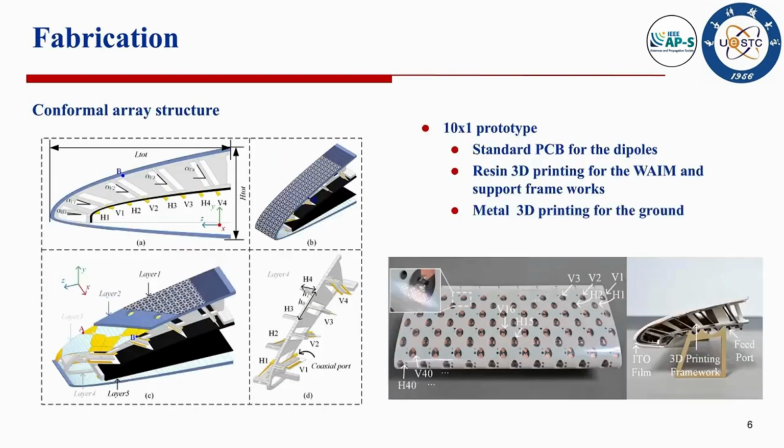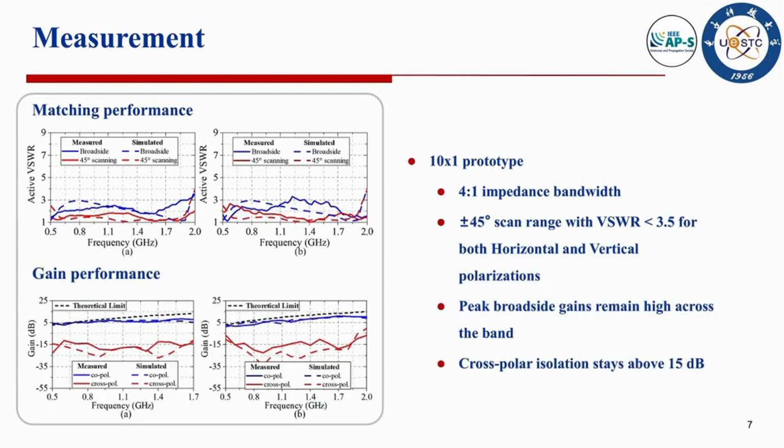We fabricated a 10 by 1 prototype using standard PCB for the dipoles, resin 3D printing for the WAIM and supporting structures, and metal 3D printing for the ground structures. Measured results confirm a 4:1 impedance bandwidth and plus or minus 45 degrees scan range with VSWR less than 3.5 for both horizontal and vertical polarizations. The peak broadside gains remain high across the band, and cross-polar isolation remains above 15 dB.